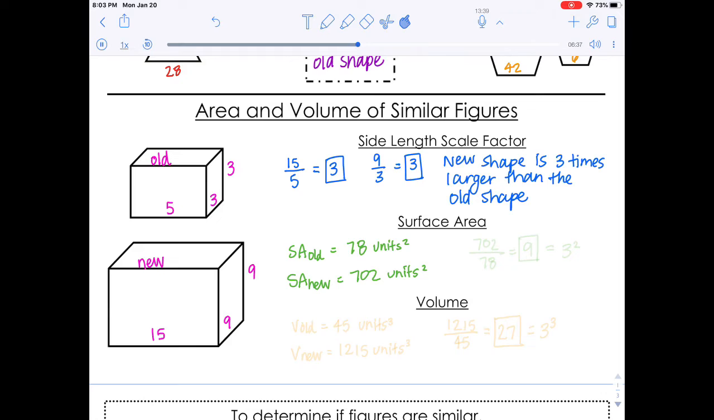So for the side length, our scale factor was 3, but for surface area, it's 9. So how do we go from 3 to 9? Well, 3 is just like saying 3 to the first power, and 9 is like saying 3 to the second power. Since we're in the second dimension, we have length and width now. You square your scale factor of 3 to get 9.